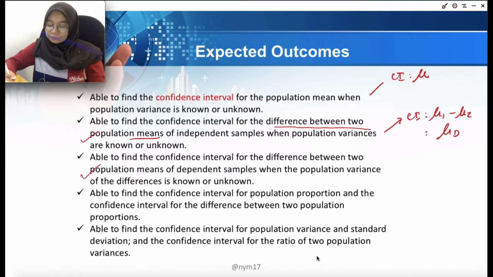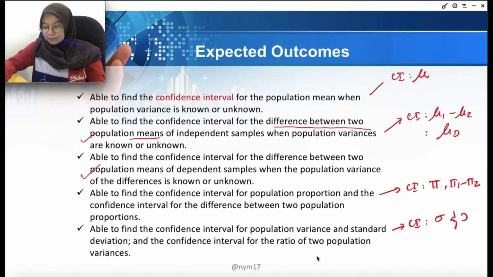You should also be able to find confidence interval for proportion, and confidence interval for pi 1 minus pi 2. And lastly, you will have confidence interval for variance and standard deviation. So all these we will learn in this chapter is about confidence interval. What is confidence interval? Selang keyakinan in Bahasa. Alright, so don't worry too much.